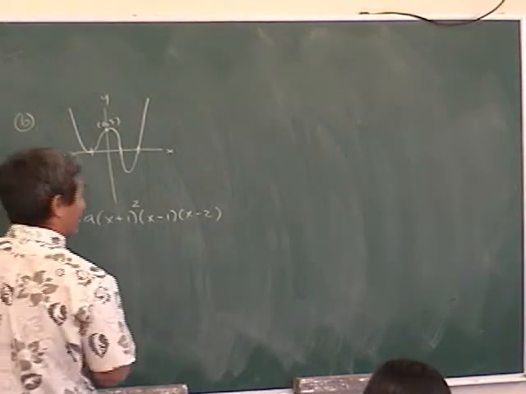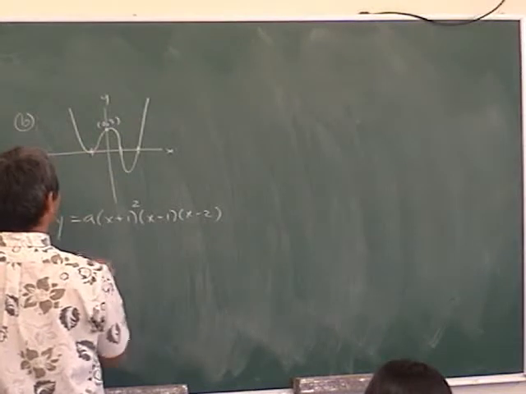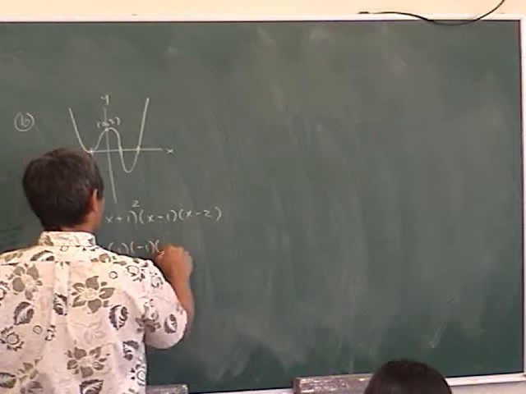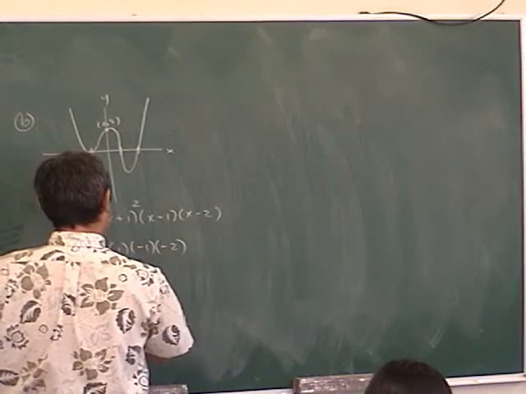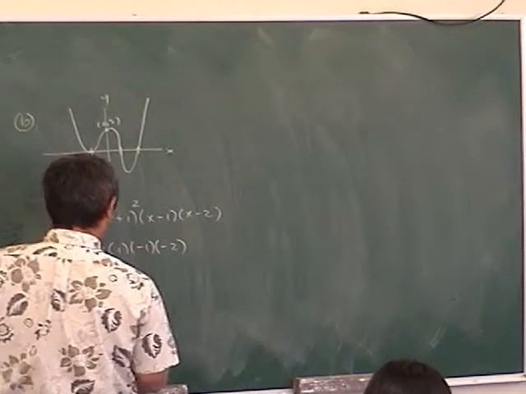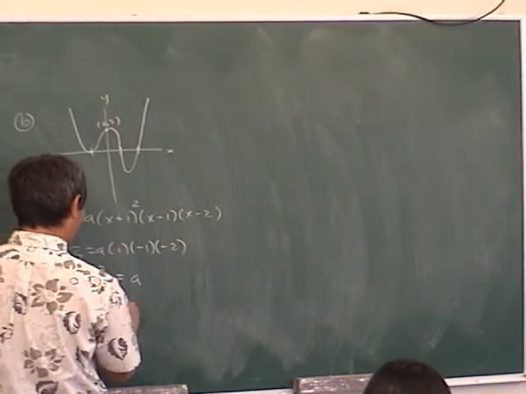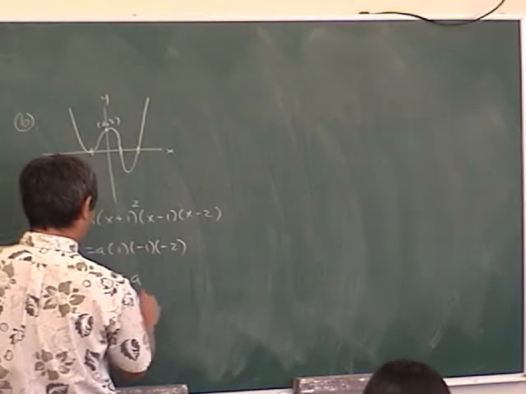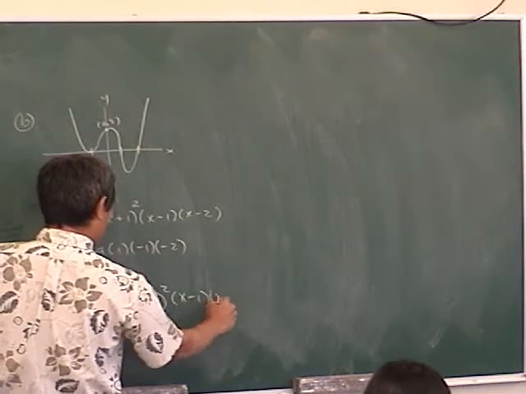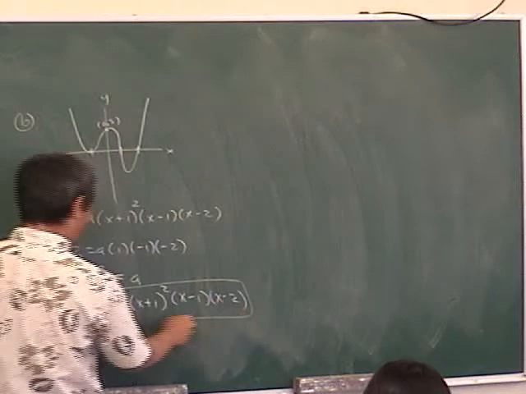Well, sometimes it's not always the y-intercept. So if I plug in 0 for x and 3 for y, you get 3 equals a times 1 times -1 times -2. Therefore, a equals 3 halves. Therefore, the equation of this quartic polynomial is y equals 3 halves times x plus 1 squared, times x minus 1, times x minus 2. Should I box it and leave it like this, or should I take the gamble and multiply it out?